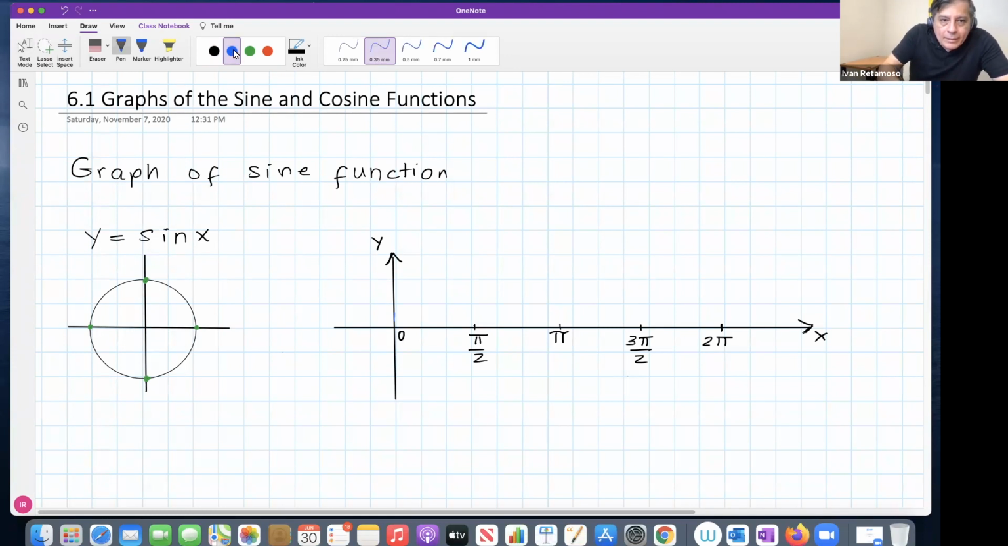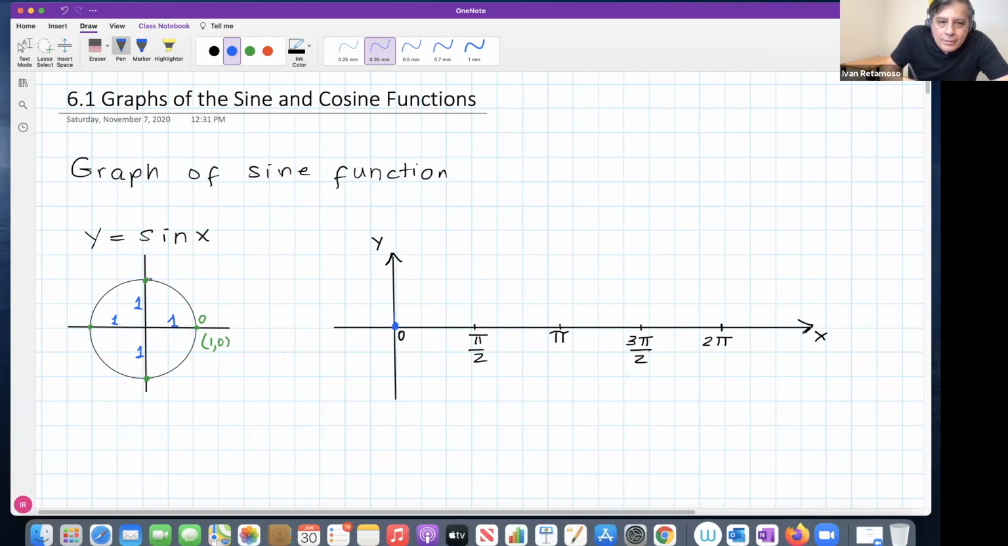Well, if we start with the unit circle, the radius should be 1, right? And quickly we can get the coordinates of these important points. For the angle 0 radians, the coordinate should be 1, 0. So therefore, if you go to the graph, sine of 0 should be the second coordinate, 0, right? So here, first point of our graph.